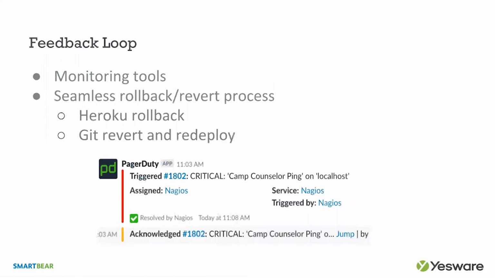Once code is in production, we of course have to monitor it. We're monitoring with different kinds of monitoring tools. And if we discover an issue, we have a seamless rollback and revert process. So we leverage Heroku's rollback, and then we immediately revert the change in Git and redeploy. We always revert and redeploy immediately so that code is always deployable on top of master. And again, we leverage Slack for timely notifications from our escalation system. This helps with documenting when an issue occurred, when an issue was resolved, and who is tackling that particular issue.